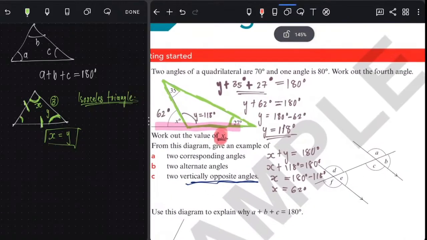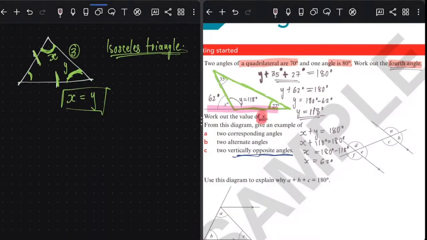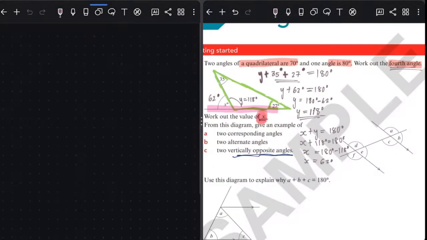Here they're saying two angles of a quadrilateral are 70 and one angle is 80. Find the fourth angle. Is this an inside angle or an outside angle? It's an inside angle. How do you find inside angles? Because they want the fourth angle. You've been doing this assignment, so you know. Anytime they mention the word inside angle, interior, or they want an inside angle, what do you do?